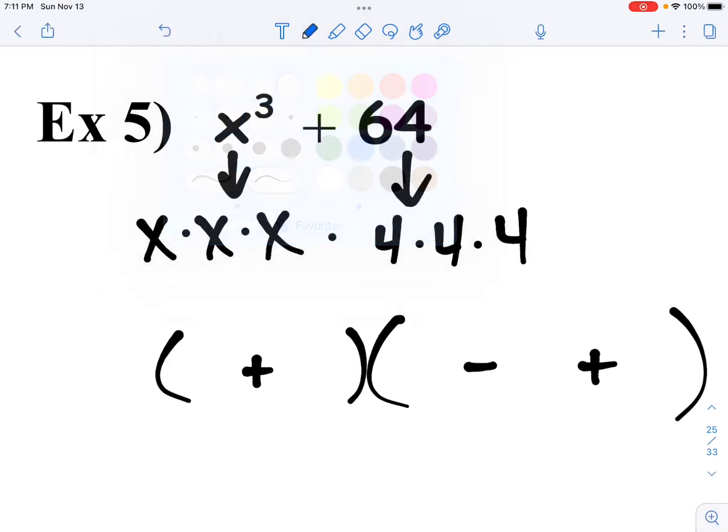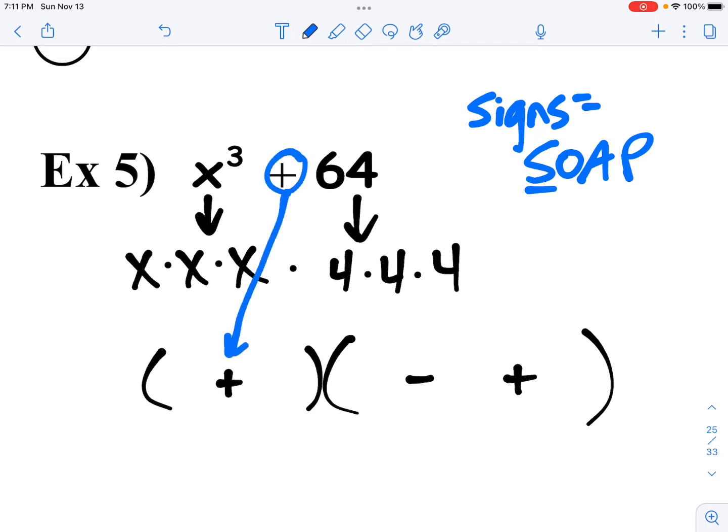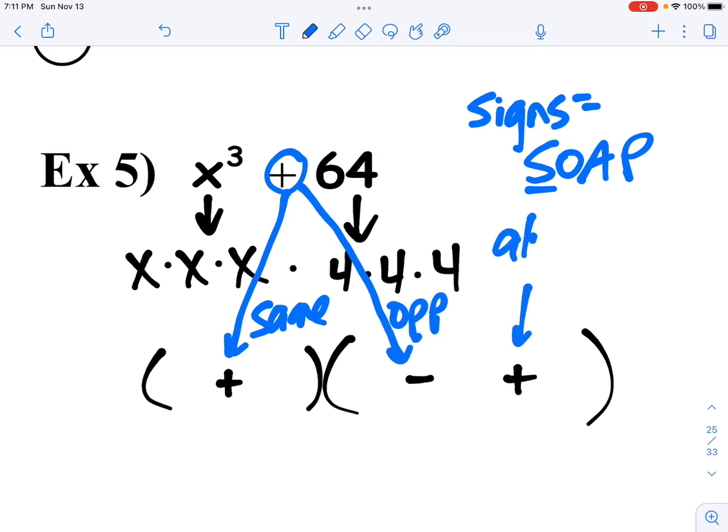So let me rewrite this here, the signs. You're going to use this acronym, SOAP. The S stands for the same sign. The O stands for the opposite sign. And this one is always positive. That is what SOAP stands for. So I'm just trying to get organized and line up how I'm going to write my answer.